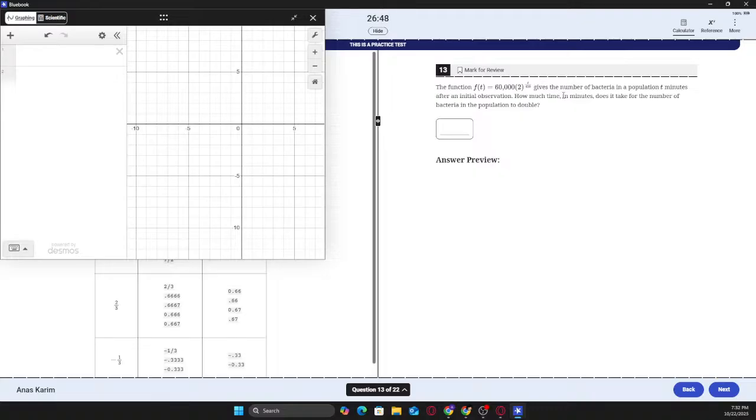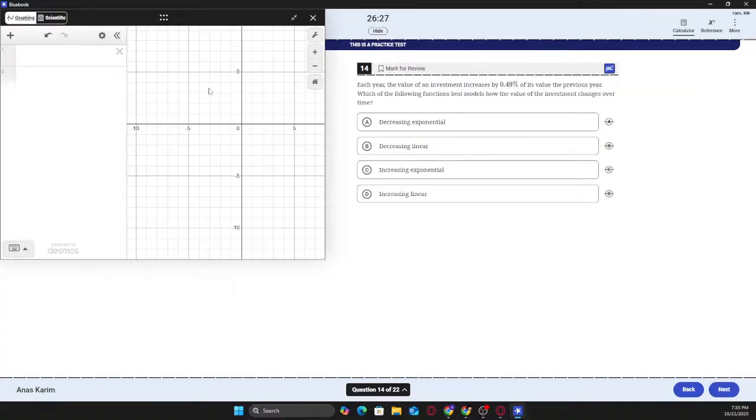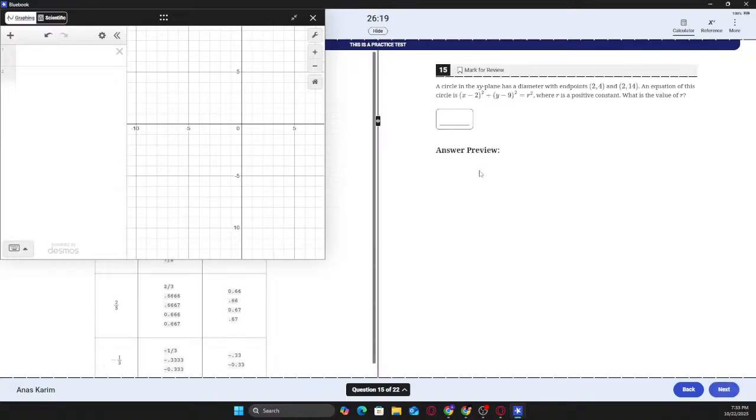And how much time does it take to double? So you have to look at this. Okay, for it to be 1, anything to the power 0 is just 1, and then if we have 1, it's just going to double, so it's going to take 410 minutes. So we're just going to look at that. Increases by 49%, so it's increasing exponentially because it's taking the value of the previous year and multiplying again and again.